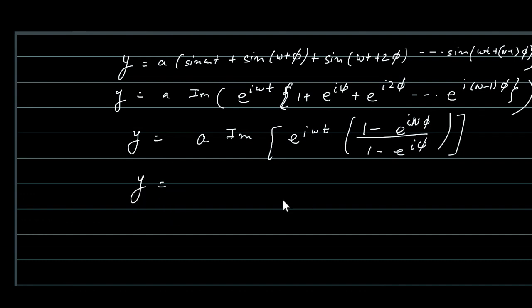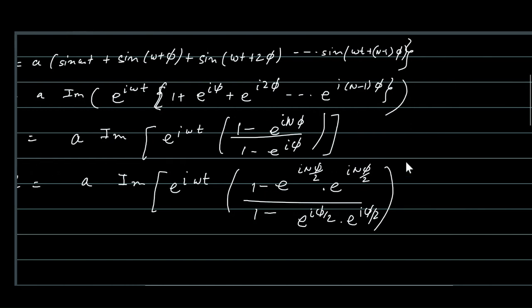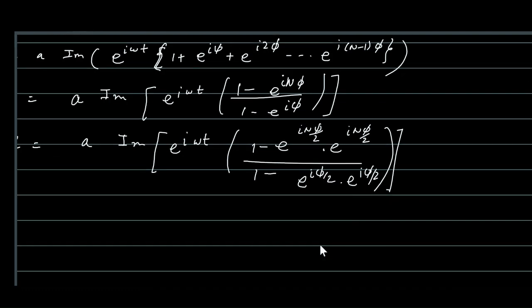Now we can break it further as a times the imaginary part of e to the power i omega t, 1 minus e to the power iota n phi by 2 times e to the power iota n phi by 2, divided by 1 minus e to the power iota phi by 2 times e to the power iota phi by 2. So we'll see why we are over complicating this stuff.